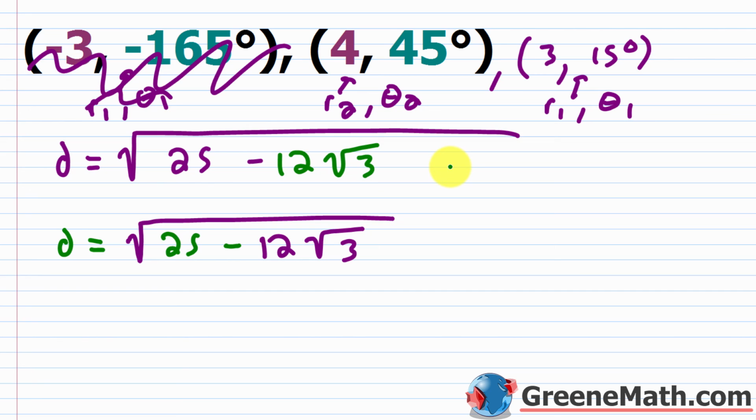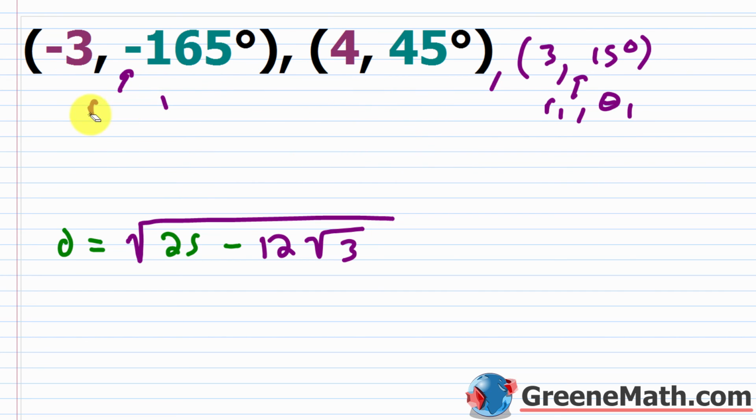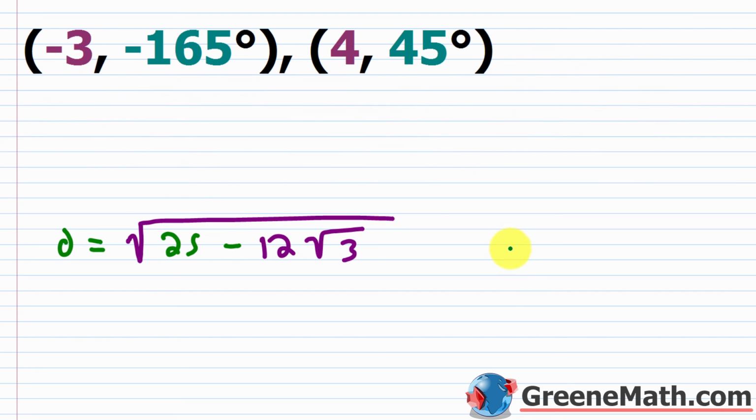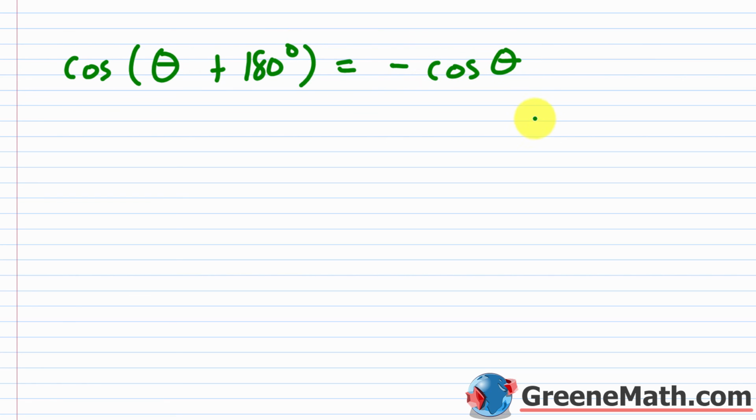So let's talk about why this works. Let's get rid of all of this. Again, when I think about something like the cosine of some angle theta plus 180 degrees, this is going to be the negative of the cosine of theta. So you saw with our example, we had a theta that was 30 degrees. If I added 180 degrees to that, I got 210 degrees, and that's going to be the negative of the cosine of 30 degrees.